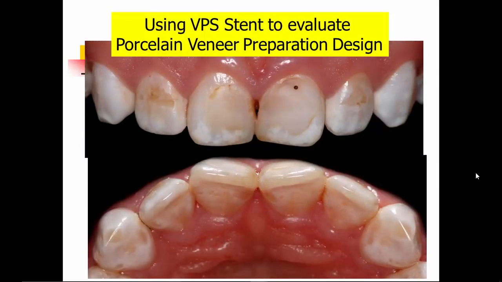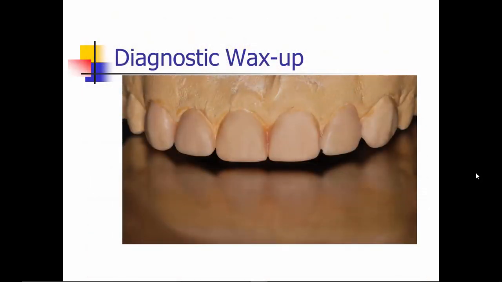But we're also using VPS stents to evaluate preparation design. And for this case, we're planning to place porcelain veneers from number 6 to 11. I have the lab create a diagnostic wax-up for approval by the patient, and so I can evaluate the final result that I'd like the lab to create.